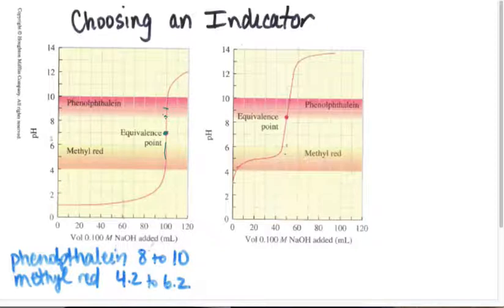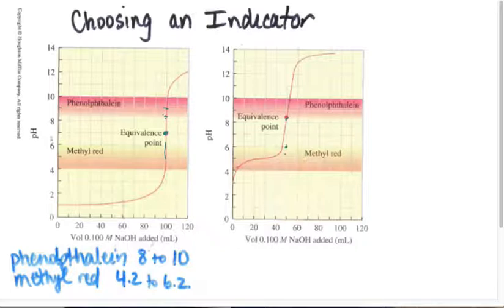This is a strong base weak acid titration. Fantastic for phenolphthalein. Our equivalence point actually falls within the range. But here, look at this volume. The closest we could get to the equivalence point and see a color change is right here. How many mils is that of a difference? A lot. That's 50, right?